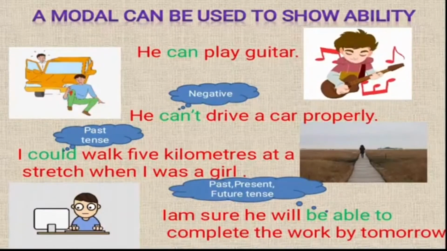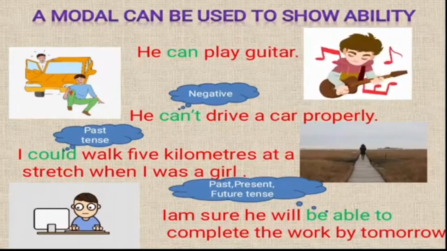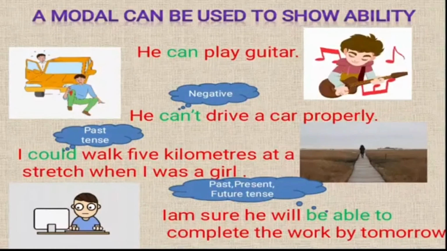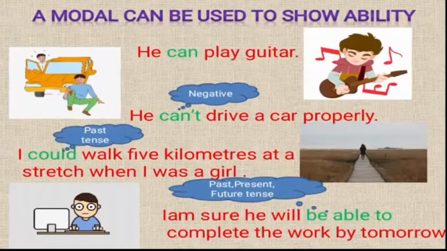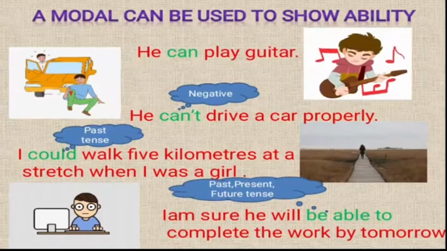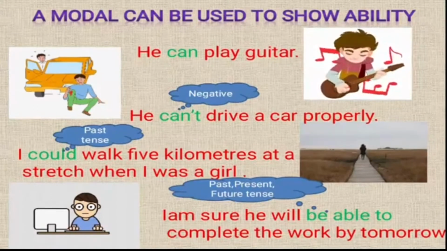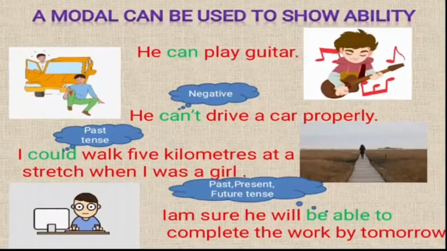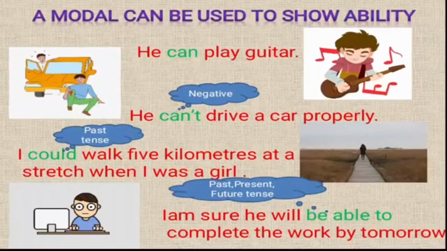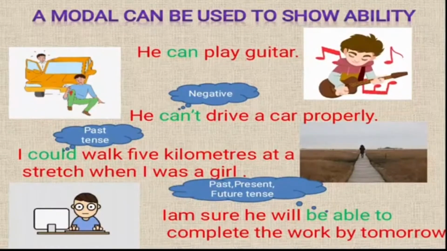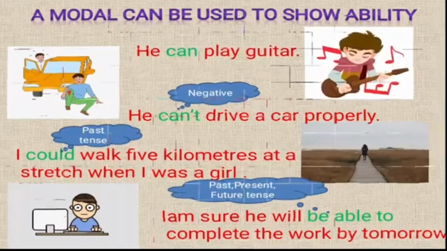I could walk 5 kilometers at a stretch when I was a girl shows the ability when I was a child, in the past tense. I am sure he'll be able to complete the work by tomorrow. Be able to can be used to show ability in the past, in the present, and also in the future tenses. For example, I am able to work. I will be able to work. I was able to work. Okay, so we can use this be able to in all the three tenses.